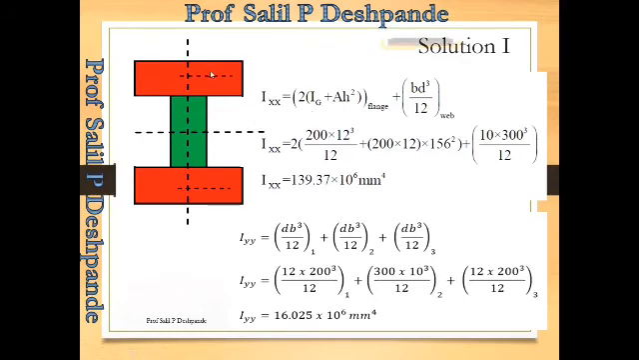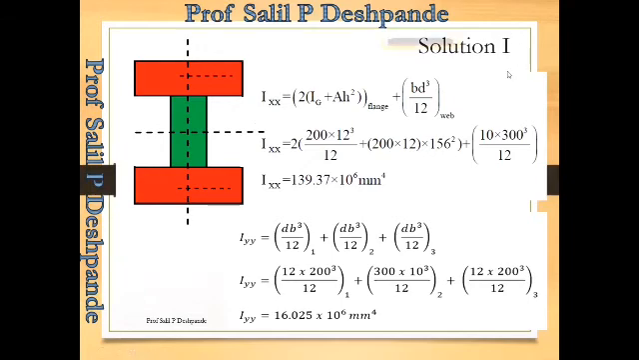Both the flanges are the same, so I am multiplying by 2. And the web. Now if you observe, the x-axis of the entire I section and the x-axis for the web are coinciding. So if you calculate this h, you will get 0. As h is 0, the Ah square term will be 0. So put all the values and you get the answer of Ixx. So this is by using the parallel axis theorem.